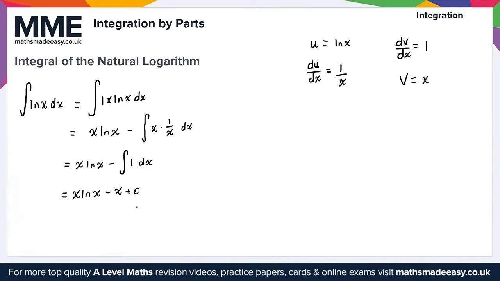And finally, we can simplify this with one final line of working by factoring out an x. So in that case, we get x, now a bracket, ln of x minus 1, and then don't forget our plus c. Okay, and that gives us the result for the integral of the natural logarithm.